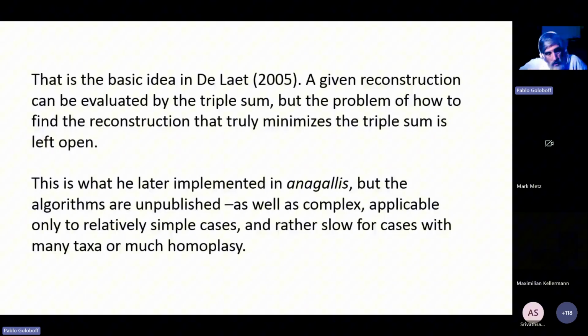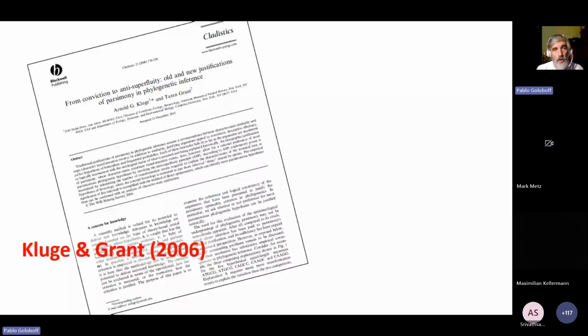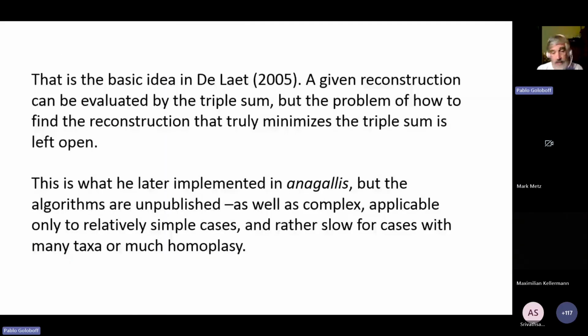Anagalis is not open code, and the algorithms are complex, applicable only to relatively simple cases and rather slow for cases with many taxa or much homoplasy. Okay, so we were just discussing the De Laet ideas. I mean, the idea that what you have to do for analyzing inapplicable characters is exactly the same thing you do for analyzing standard characters, which is find reconstructions that maximize the degree to which you can consider similarities as due to homology. Sorry for the long sentences, but that's the way it is.